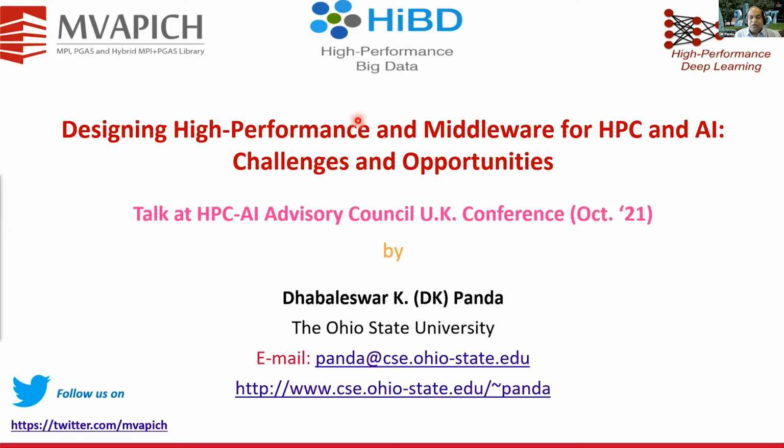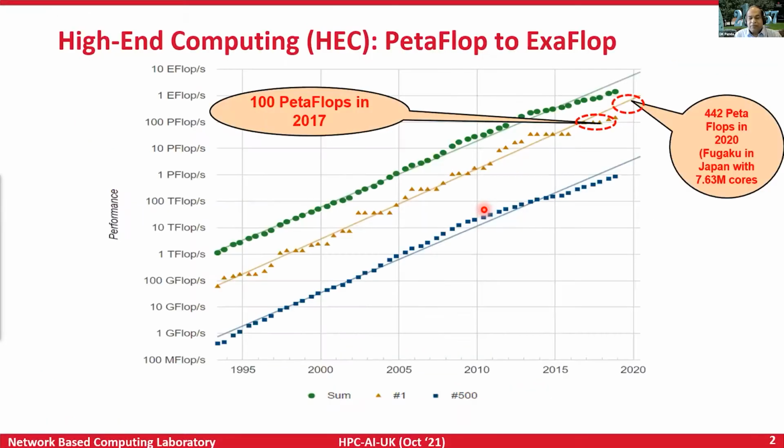So the broad focus of today's talk will be how do we design high performance middleware for HPC and AI? What are the kind of challenges and opportunities? Paul gave a very high level perspective of what they are doing. As you saw, technologies are continuously changing: computing platforms, networking, and of course, this new DPU technology. So I'll take a look at some of these technologies and see how we bring the best features together and then design the upper level middleware.